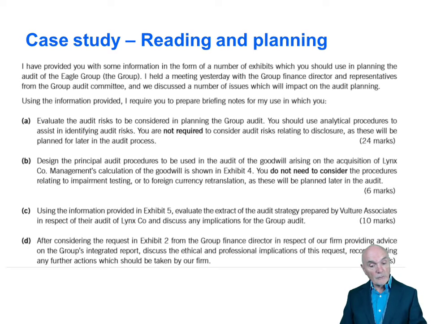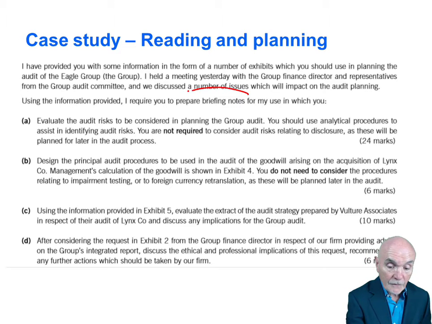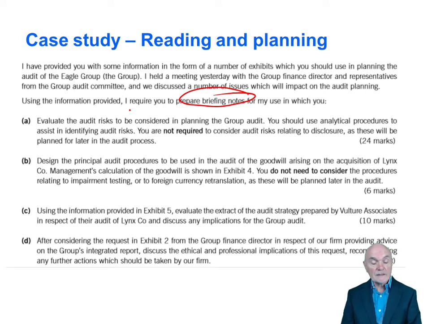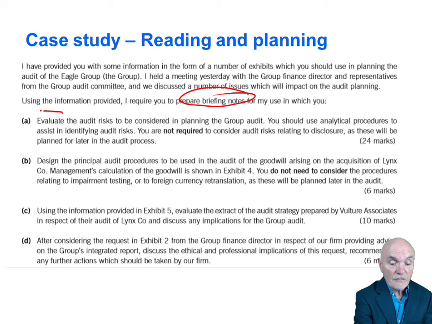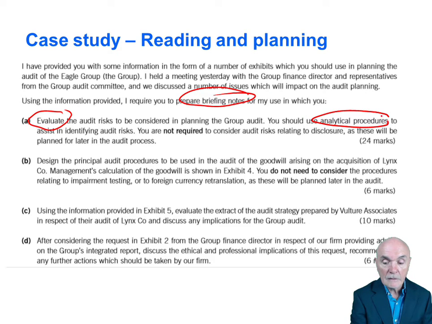And then we get on and we read this, and what we have to be looking for in this are addressing these requirements for this preparation of the briefing notes, and that, of course, itself is important. What is the format? Is it a letter? Is it briefing notes? Is it emails going back to the partner? Is it notes for a discussion? What can it be here? And we need to look at the verbs, because very often these parts are then kind of subdivided. So in part A, we have to evaluate the audit risks, and then we have to use analytical procedures.